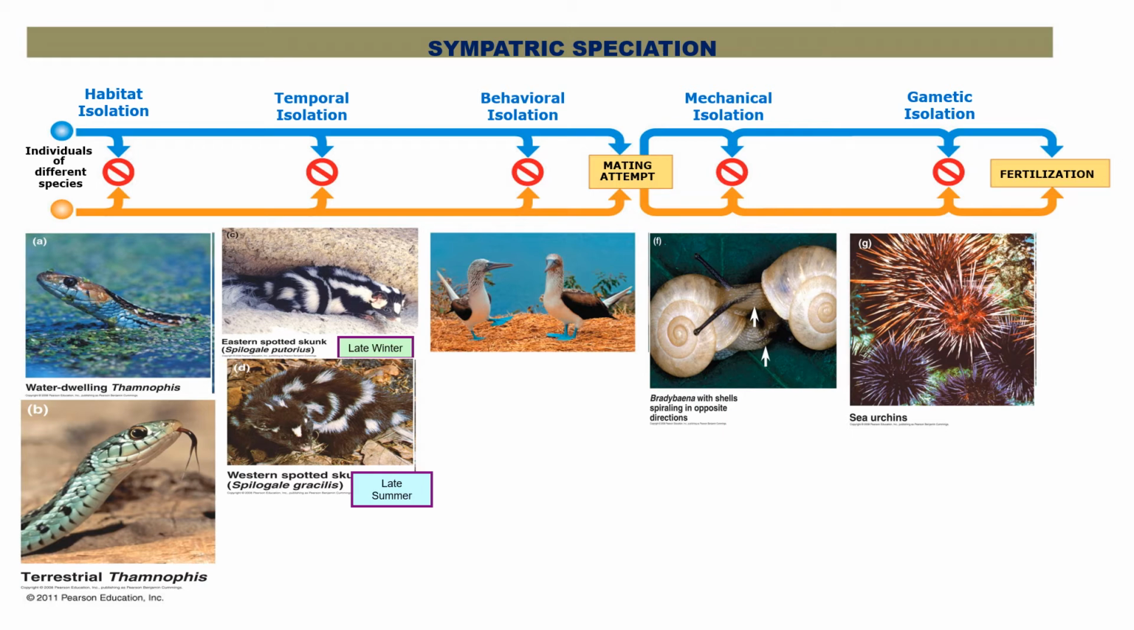The second is temporal isolation, meaning isolation by time. Some species may breed at different times of day, seasons, or years. Examples of these are the skunk, which breeds in late winter, and the other species which breeds in the late summer. The third is the behavioral isolation.